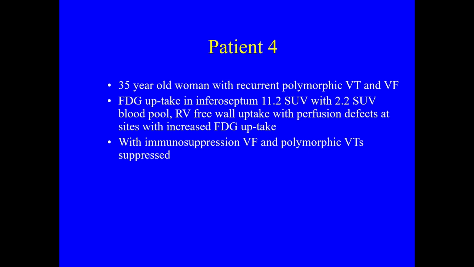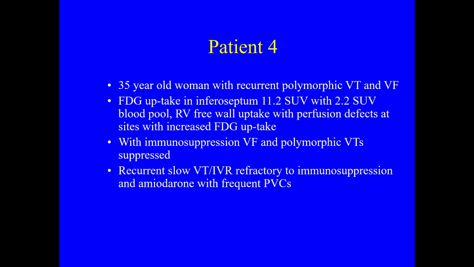With immunosuppression, the VF and the polymorphic VTs were suppressed. However, the patient had recurrent slow VT and IVR refractory to immunosuppression and amiodarone, with frequent PVCs that she was very symptomatic with. So we attempted an ablation in this patient in the RV and the LV.